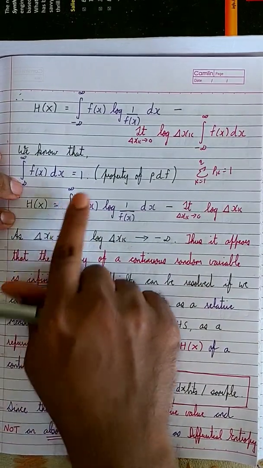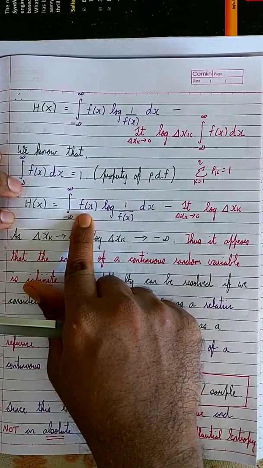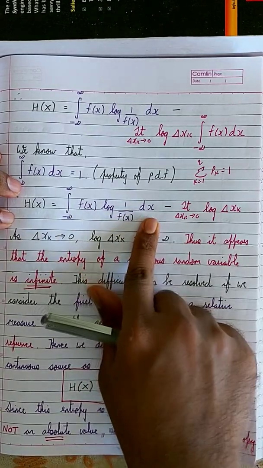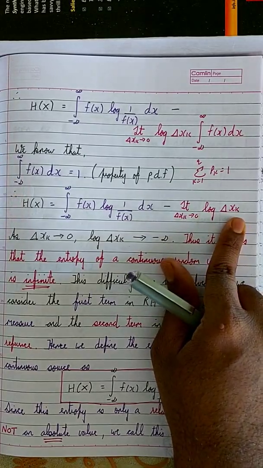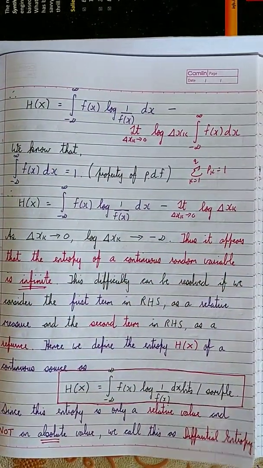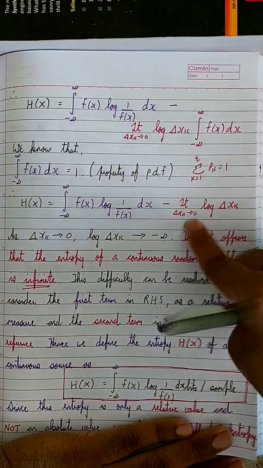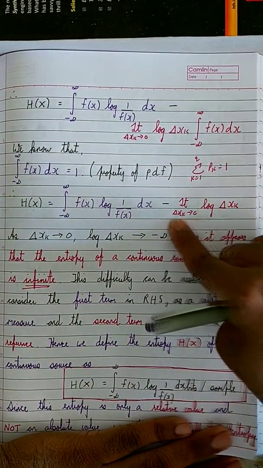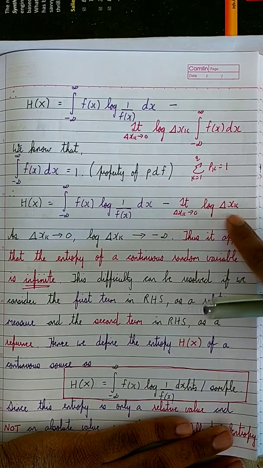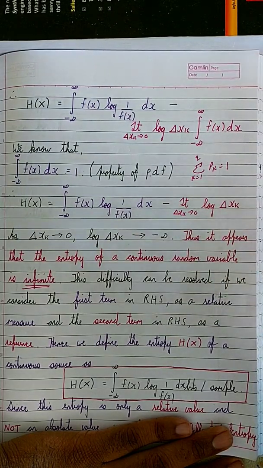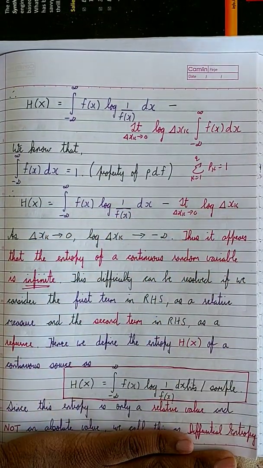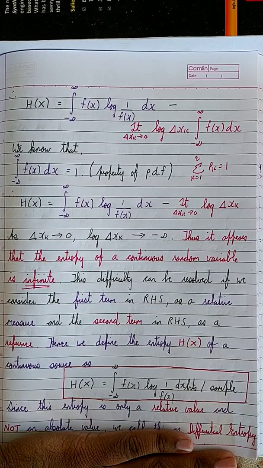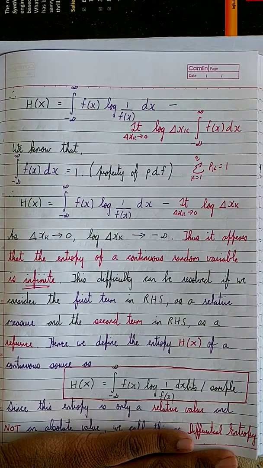Therefore, h of x is equal to integral from minus infinity to plus infinity f of x log of 1 by f of x dx, minus limit as del x tends to 0 log of del x. Now this is where the problem comes. Look over here. When this del xk or this del x becomes 0, this will become log 0. Log 0 is basically undefined or infinite, which means that this entropy becomes infinite, which means the entropy of a continuous random variable is infinite.